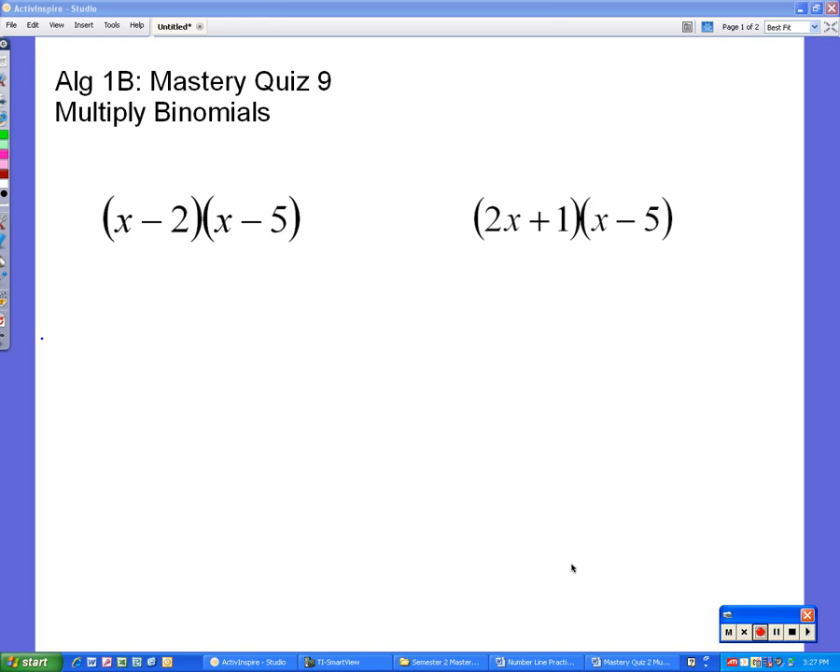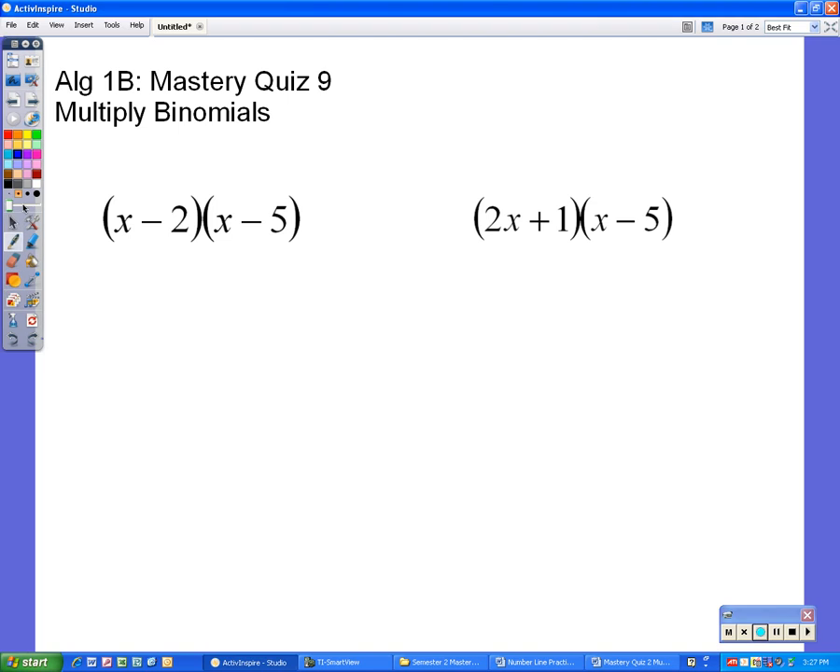All right, multiplying binomials. This is essentially using the distributive property, but on steroids. We are going to double up on the distributive property in this problem. This is a binomial here because it has two terms. This is a binomial here because it has two terms. And we know we're multiplying because there's no addition or subtraction or anything else between the parentheses. So when there's nothing between two parentheses, you are multiplying always.